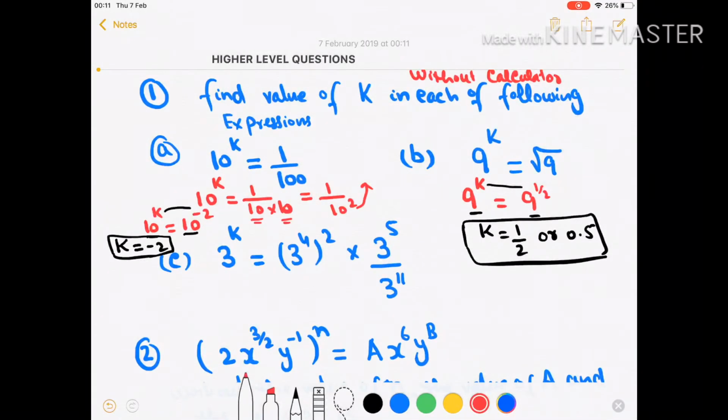Now we are going for the next question, C, an important question. We have to find the value of k. On the left side, 3 to the power k. On the right side, we have to simplify. First, raising one power to another: 4 times 2 will come 8. Times 3 to the power 5, and at the bottom it will come 3 to the power 11.